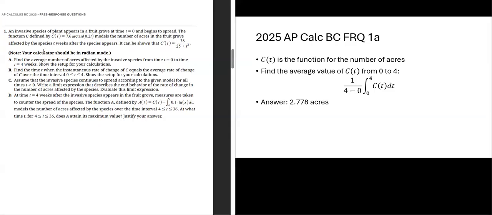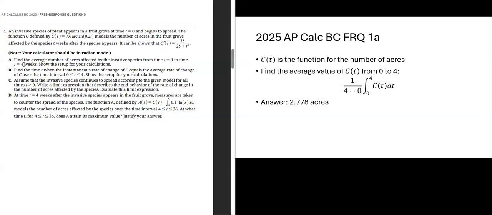Okay, so by the way, number 1 and 2 are the calculator required or allowed questions. Okay, so this is asking for the average number of acres. Which function is the number of acres? It's C, the number of acres. C prime is the rate of change of that, okay? So we want to find the average value of C of t on 0 to 4.